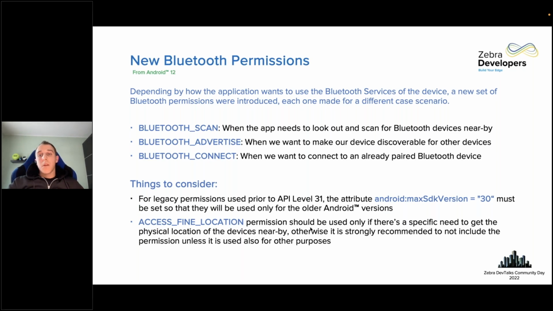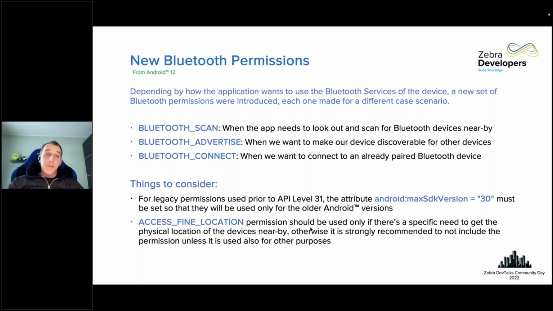So you will still have to support the old legacy Bluetooth permissions, because those are still needed for the previous Android versions. But the only thing that you have to change in the Android manifest will be to add the max SDK version with the number 30, indicating the Android 11 API level, so that the operating system will understand that this permission should only be considered until Android 11.